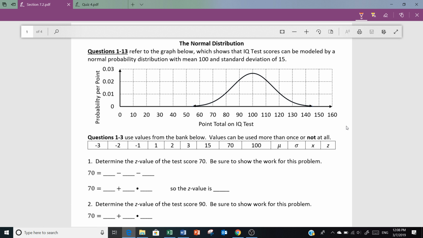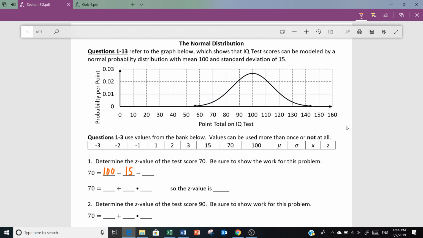Okay, let's go ahead and share some of our answers. So, what's the z-score of 70? -2. Why is it negative and not positive? Because the 70 is below. Good. So we start with the mean, which is 100, and then we take away the standard deviation. What's our standard deviation? 15.